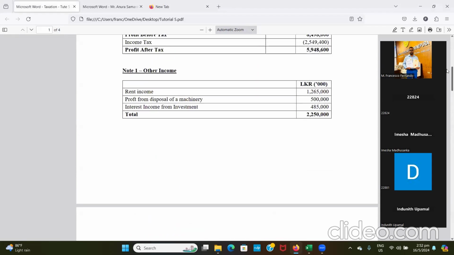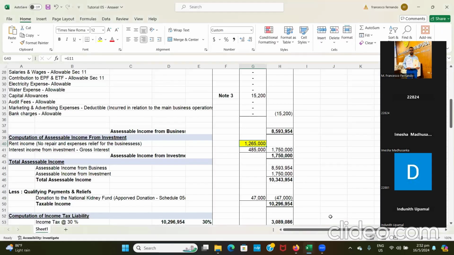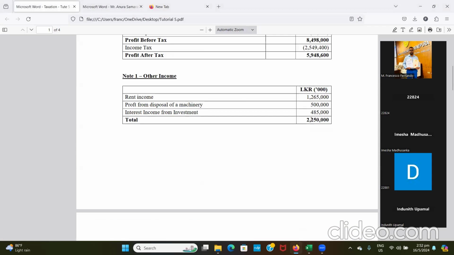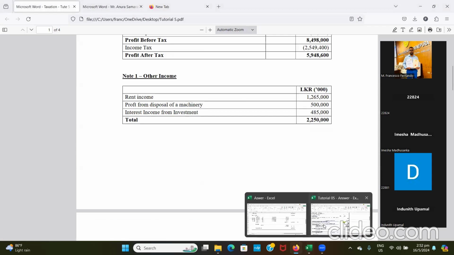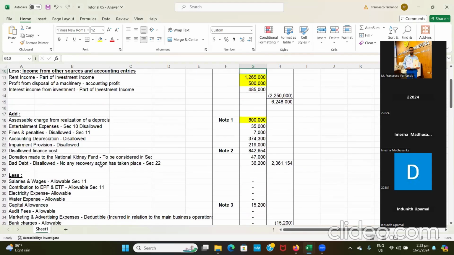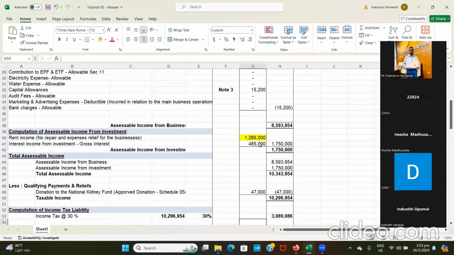So let's see how much is the interest income recorded on the gross interest income. So if we go to the income, here, it is 485,000, the interest income from investment. So that is not a part of business income. We must remove it and reclassify this, what we call the interest income from investment. So we have to remove 485 from here, and again this is going to the investment income. That is the treatment for the interest income, right?